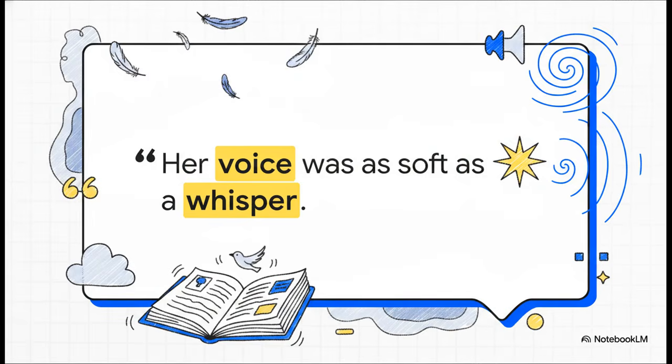For example, look at this. Her voice was as soft as a whisper. We instantly understand the exact volume and the gentle quality of her voice because it's directly compared to a whisper. It paints an instant auditory picture in our minds without overcomplicating things.